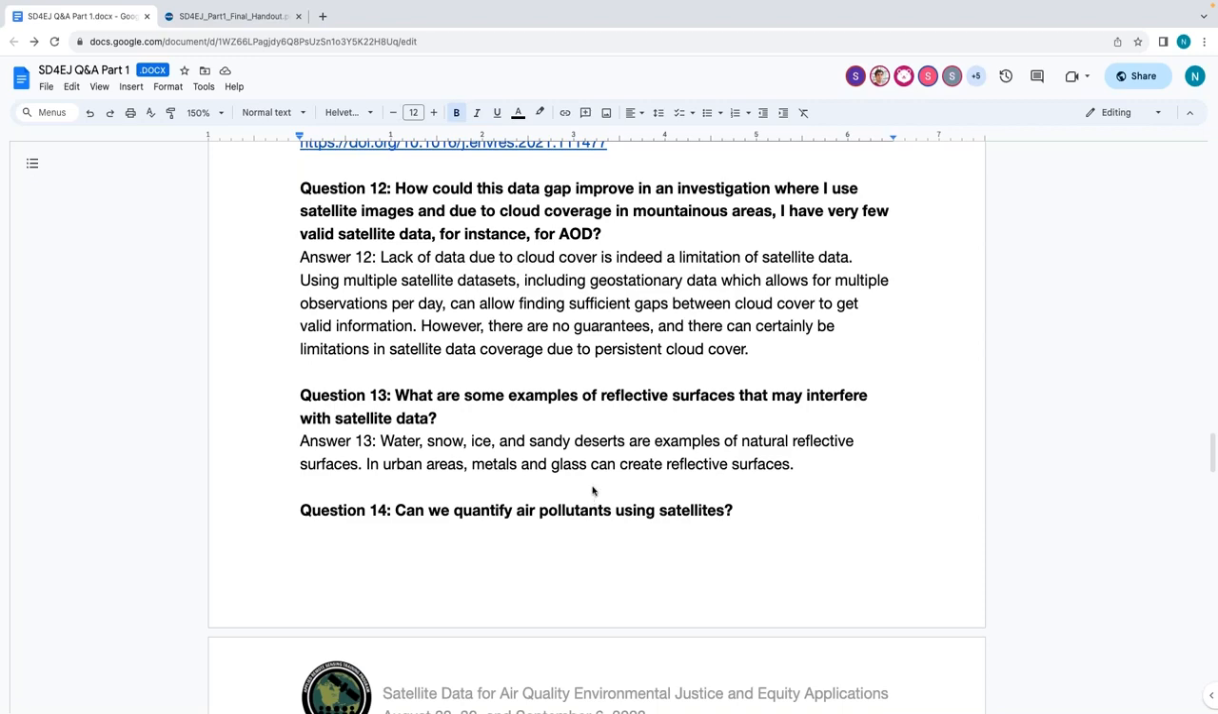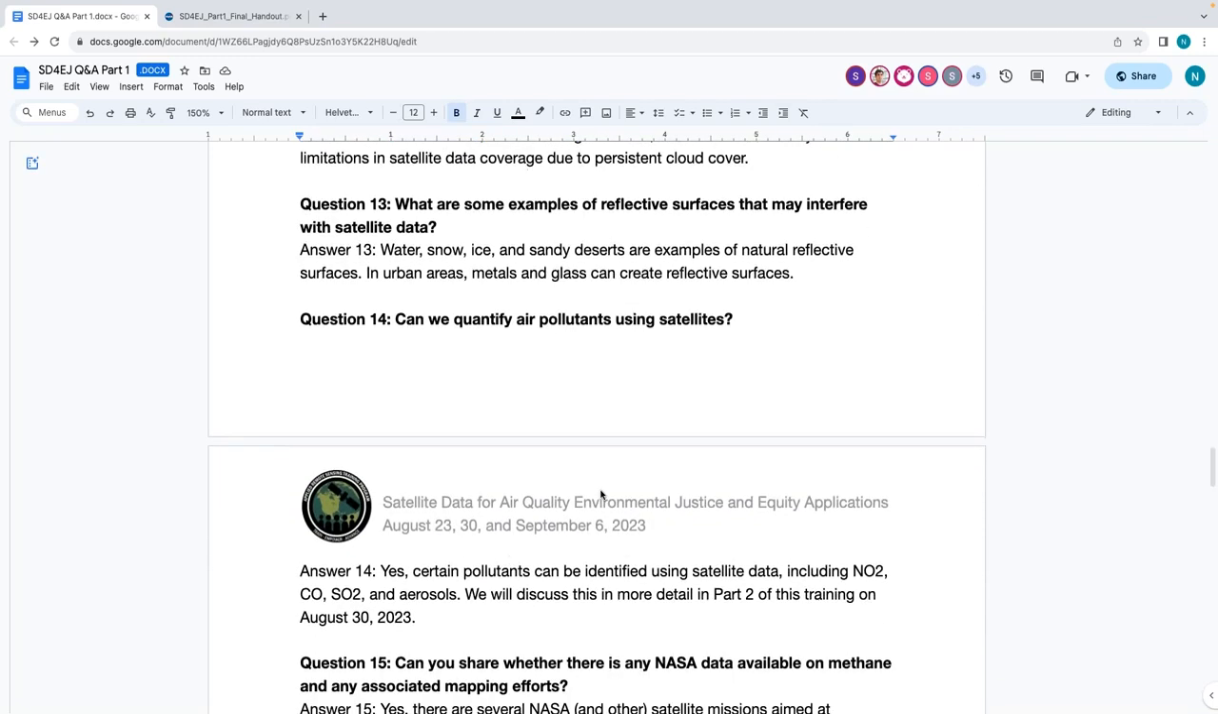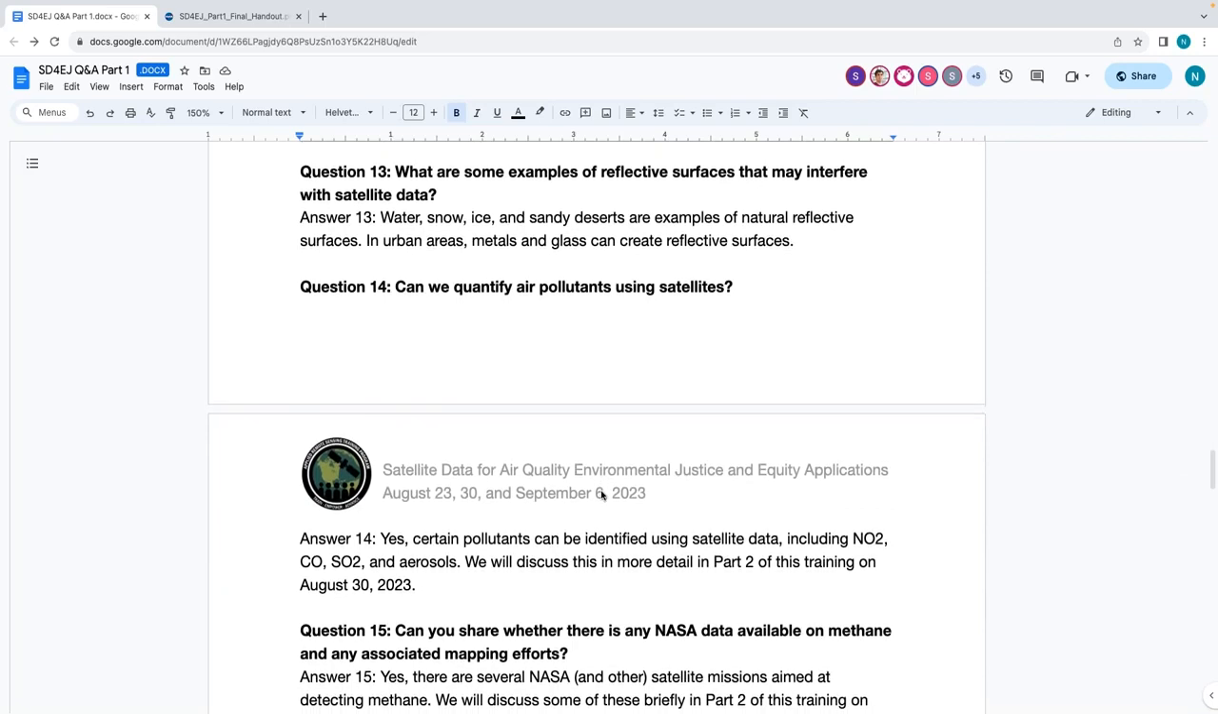Question 13, what are some examples of reflective surfaces that might interfere with satellite data? Examples are water, snow, ice, sandy deserts. In urban areas, metal and glass. These can interfere with the retrieval algorithms that are used to derive the variables in question.